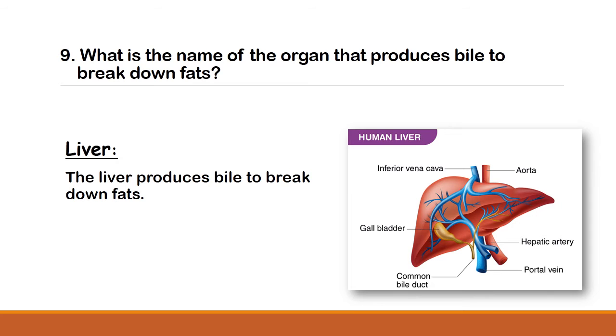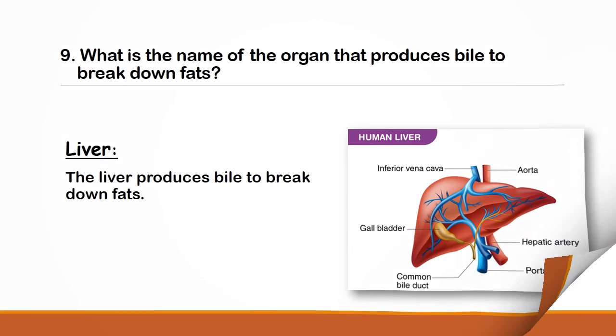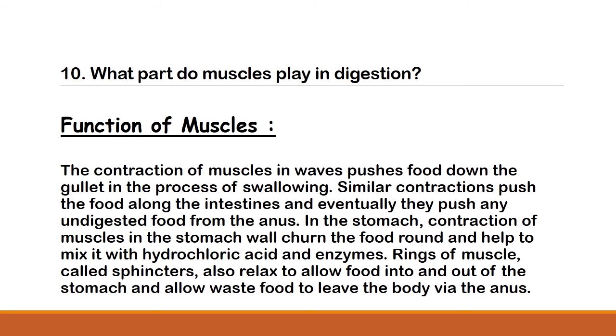9. What is the name of the organ that produces bile to break down fats? Liver. The liver produces bile to break down fats.